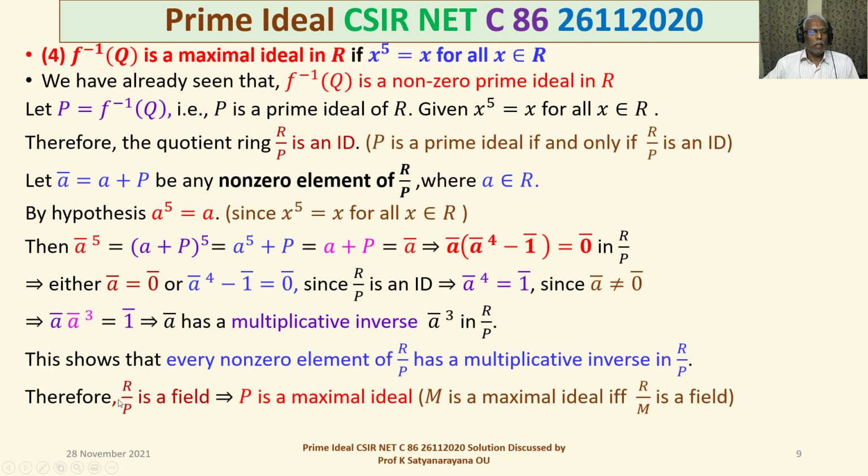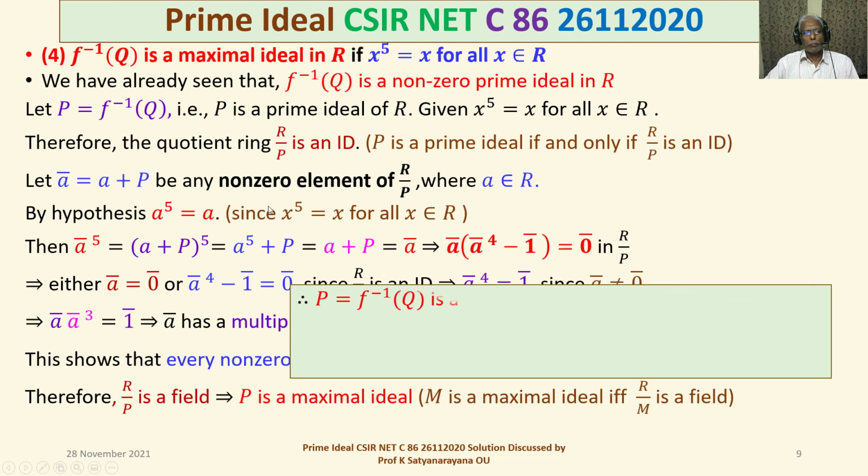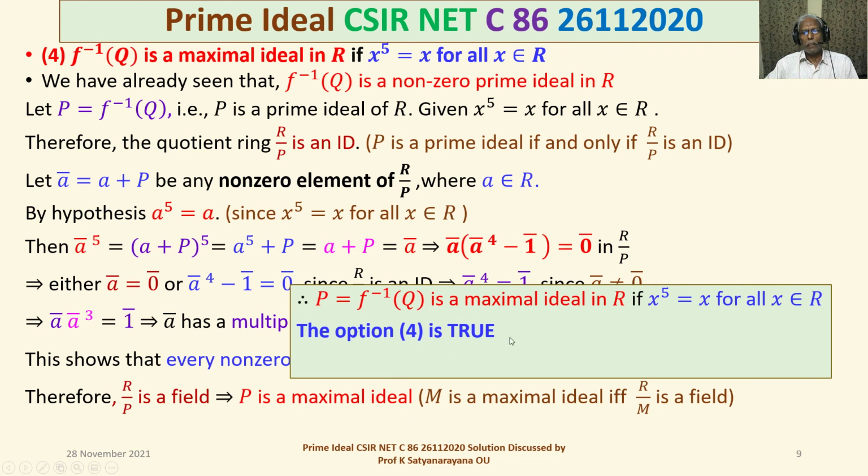Now, when R by P is a field, P is a maximal ideal, and we are using the result: M is a maximal ideal of R if and only if R by M is a field. Thus, we get P is a maximal ideal. So, therefore, P is equal to F inverse Q is a maximal ideal in R if x to the power of 5 is equal to x for all x belongs to R. So the statement given in option 4 is true. So option 4 is true.